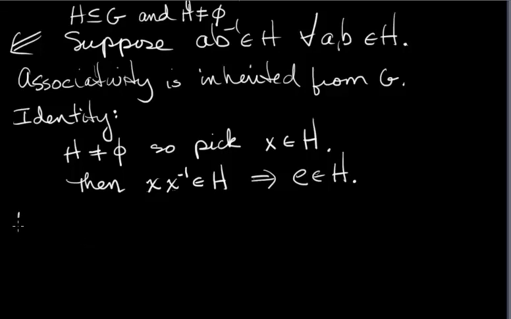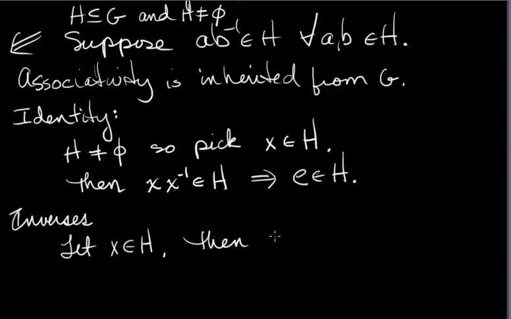Now let's get inverses. Inverses are in H. We know they're in G. So for inverse, let X be in H. Now we know E is in H too. Then E X inverse is in H using the subgroup criterion, A B inverse. So this implies that X inverse does live in H. So we have inverses, identity, and associativity.